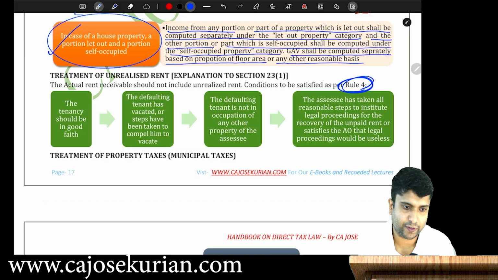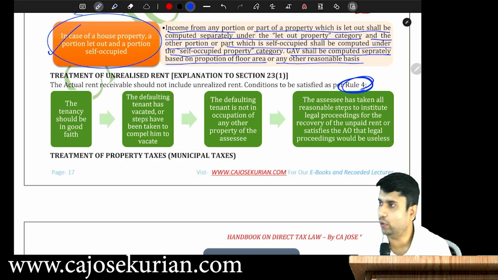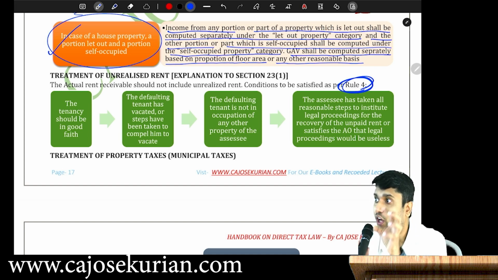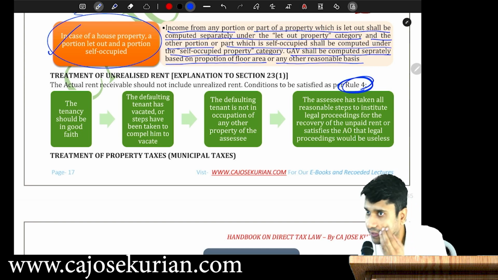If you satisfy all the 4 following conditions, then what can you do? You don't have to add that portion to your actual rent. Are you with me?